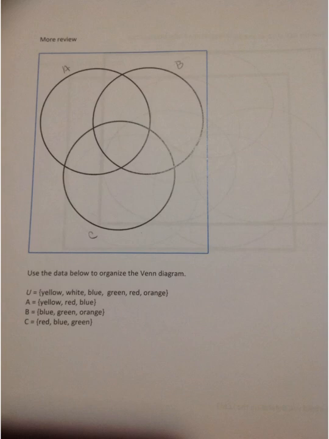This is what we're working on today to get us ready for our test on Wednesday. These are all just review questions. So I labeled the Venn diagram A, B, and C, as you can tell. And what you can do is pause the recording and then go back and see how you did.